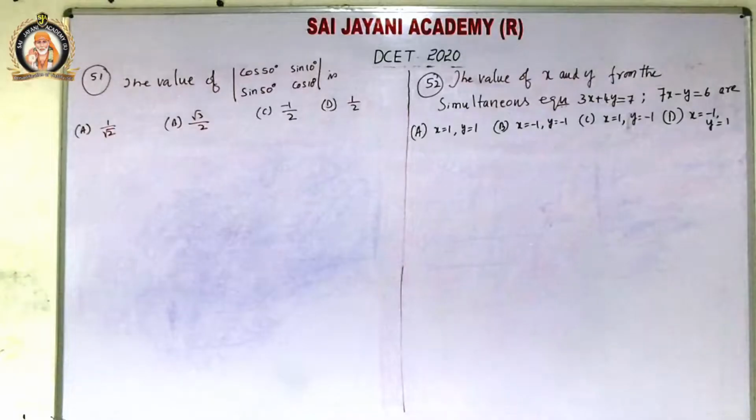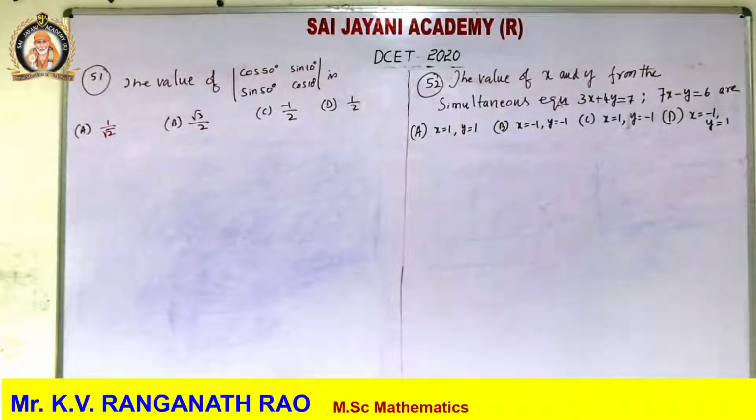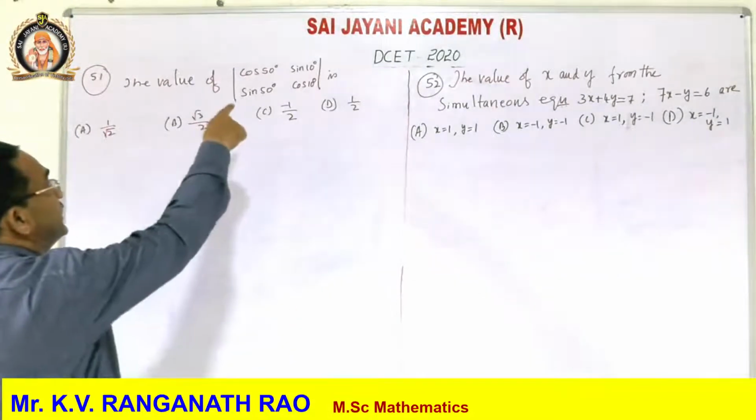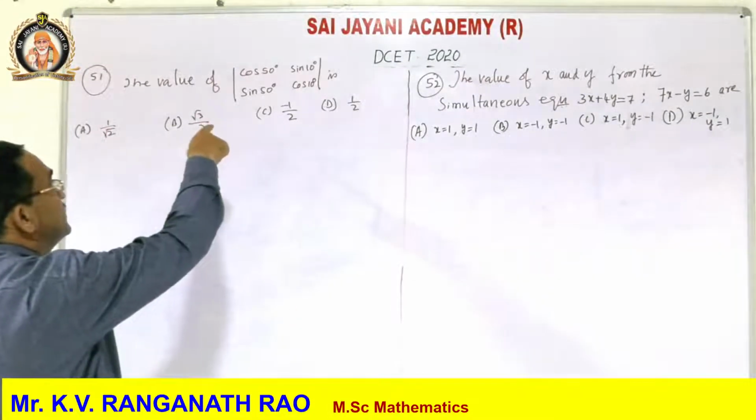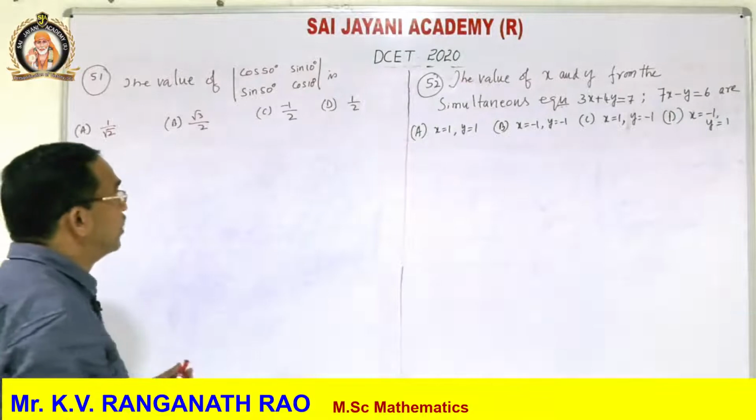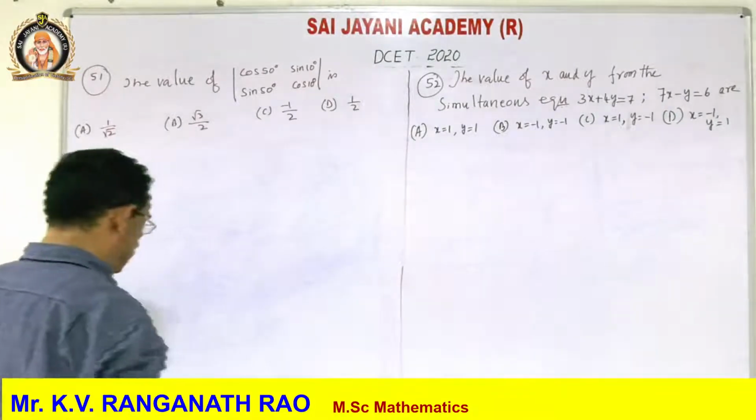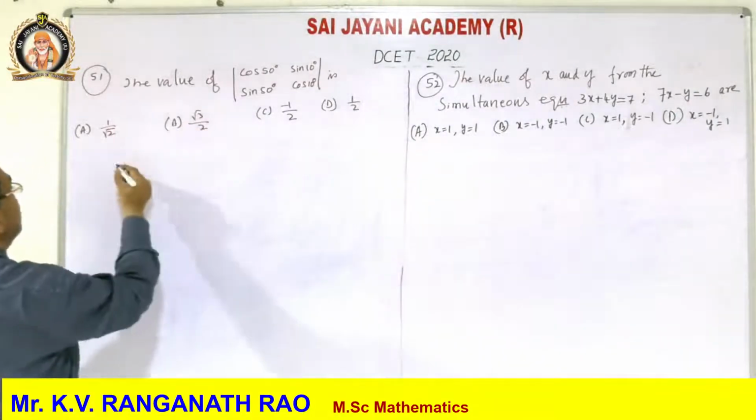Okay, now we shall come to question number 51. It's a very simple one, as you know. The value of the determinant of cos 50 degree, sin 10 degree, sin 50 degree, cos 10 degree is what? According to the determinant formula, we are simplifying this.